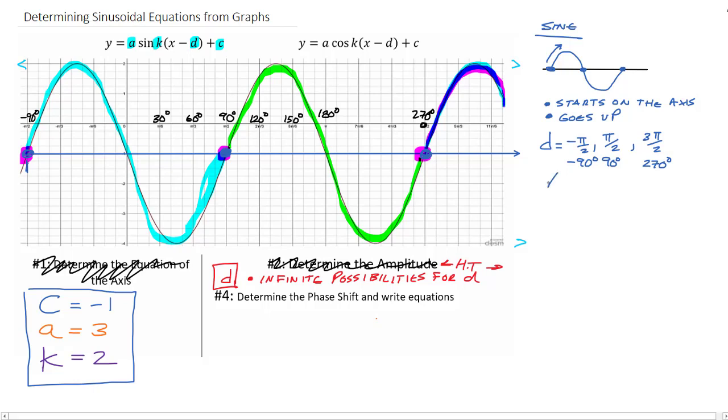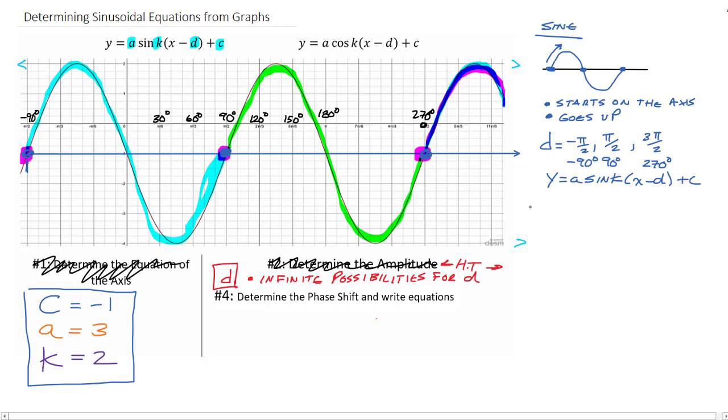So when we write this equation, here's what it's going to look like. Y equals, okay, let me just write out what we have up here. And then let's substitute everything in. Y equals a sine of k, x minus d, plus c. Now, depending, do we want to write in radians or do we want to write in degrees, right?